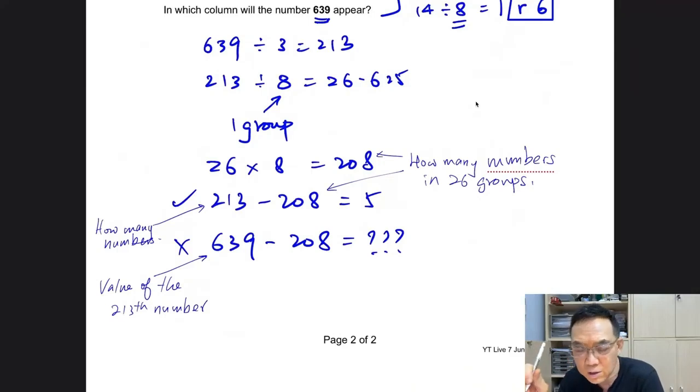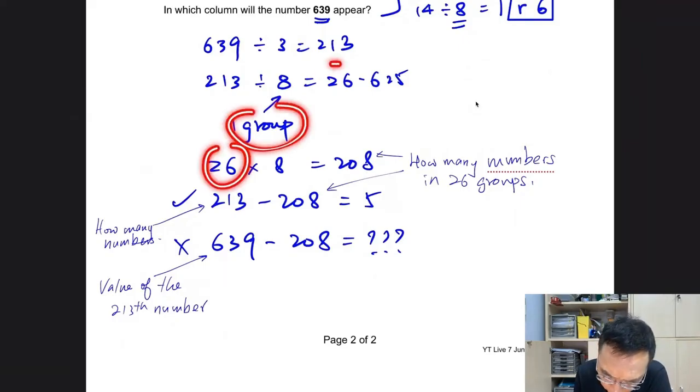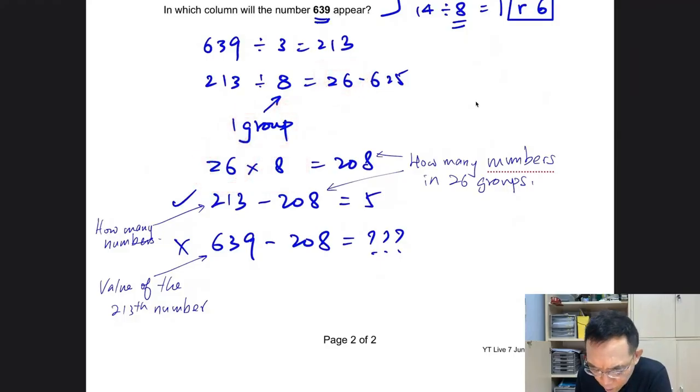Keep going. I need response so that I know you understand what I'm saying, because I'm trying to bring this into your brain. Okay, Viduran, when I take 26 times 8, I got 26 groups. So when I take 26 times 8, I'm saying that in one group, I got 8 numbers. In 26 groups, I got 208 numbers. Understand, Viduran?